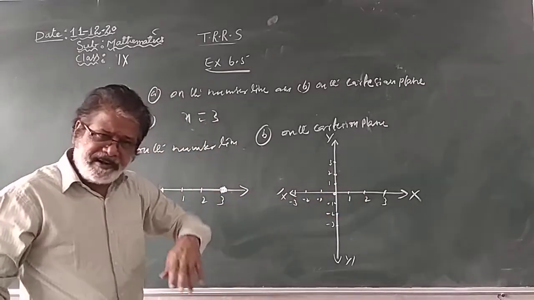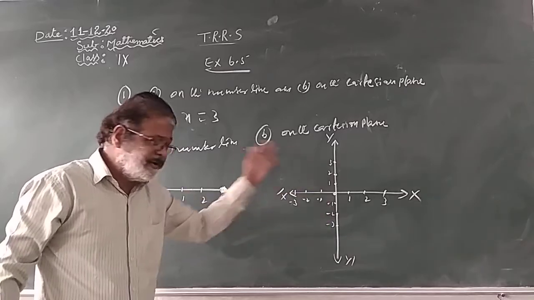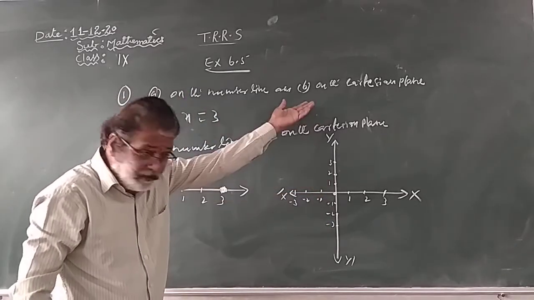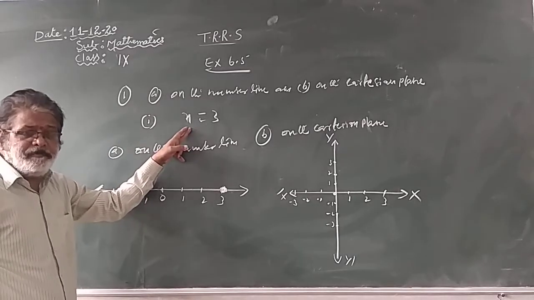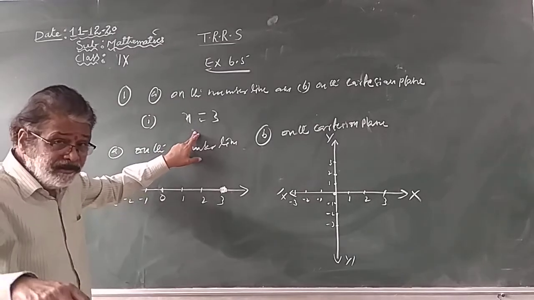On the x-axis, right of the origin is positive, left of the origin is negative. On the y-axis, above the origin is positive, below the origin is negative. So we have to represent the equation x equal to 3 on the Cartesian plane.